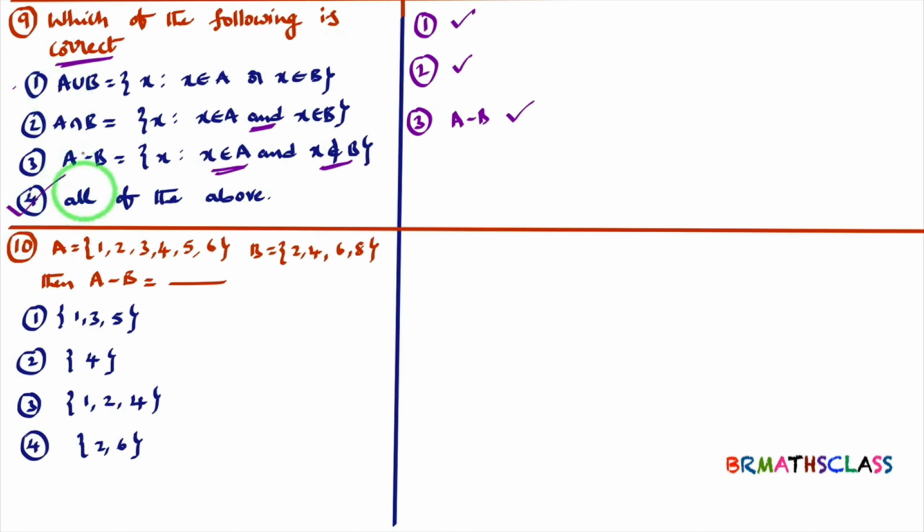So which option will we choose? All of the above are correct. Okay. Now you see this 10th question. Set A is given, set B is given. They are asking to find A minus B.